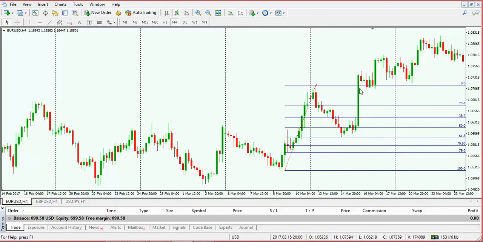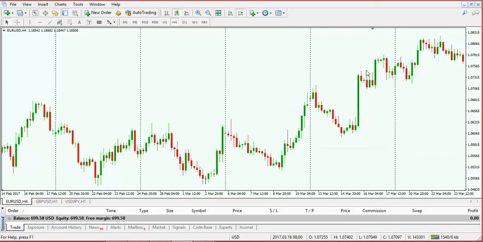So in a trending market, anytime there are pullbacks or retracements, you see that we went up and we were coming down. You can use Fibonacci to know the possible reversal zones or the possible bounce zones or support zones to enter your trade.